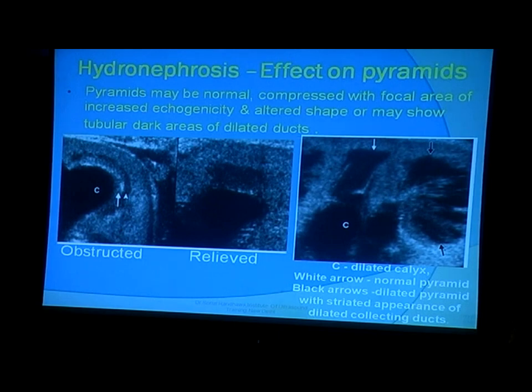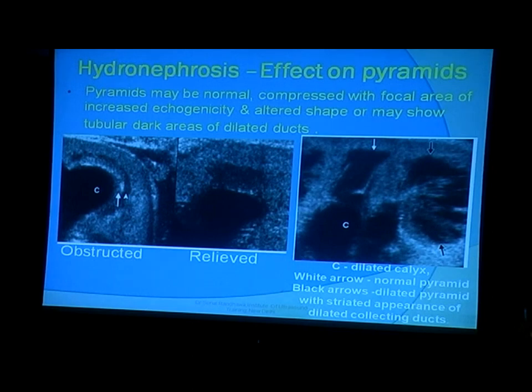The other picture is showing you the other effect that you will see on the pyramids of hydronephrosis. When hydronephrosis occurs, the fluid will not remain confined mainly in the calyceal region, it will also go into the collecting ducts. So collecting ducts also become prominent.